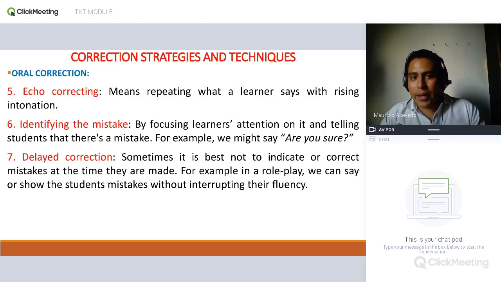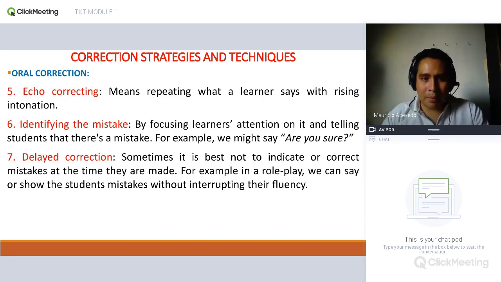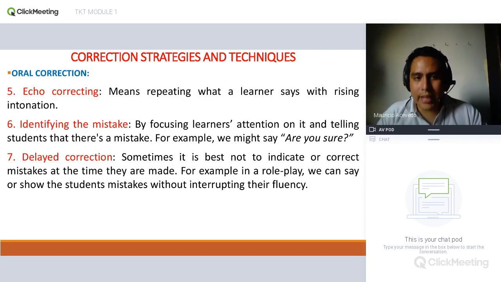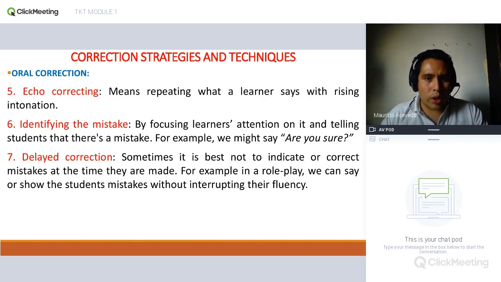Okay, you can also ask them to identify their mistakes, but you are not telling them. You're not even giving clues. For example, by focusing learners' attention on it and telling the student that there is a mistake. For example, we as teachers can say, "Are you sure?" We want them to realize, to identify their own mistake. For example, I works in Tasco. I works in Tasco. Are you sure? Is that right? And so on, so that they can realize there is a mistake.